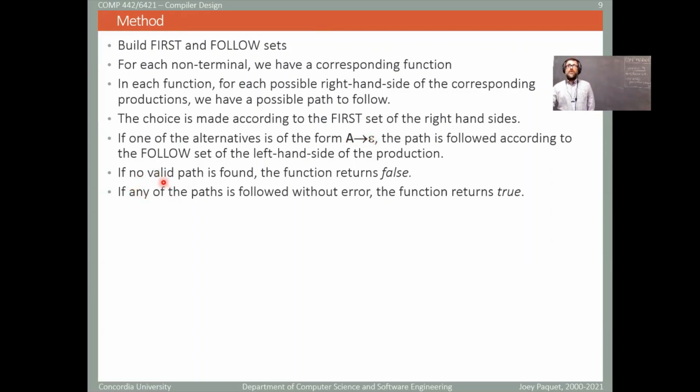And then once you have all these paths that you branch upon based on these conditions, if no valid path is found, then the function returns false. If any of the paths is followed without error, then the function returns true. And as you're doing the parse, you're trying to match the tokens for any of the terminal symbols that you find in the sequence, or if you encounter non-terminals, then you call the function that does the parse for that particular non-terminal.